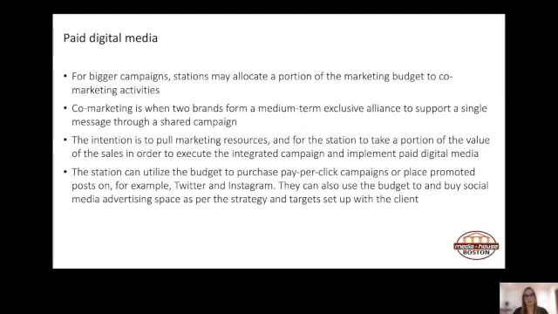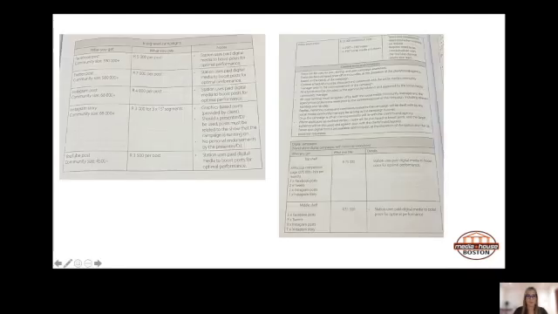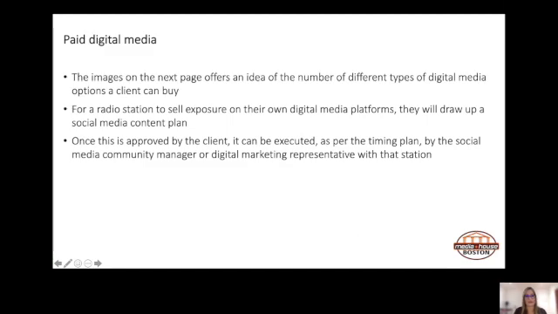The station can utilize the budget to purchase pay-per-click campaigns, place promoted posts on, for example, Twitter and Instagram, and purchase social media advertising space, such as on Facebook, as per strategy and targets set up with the client. What we're going to look at now is a couple of different images, which offers an idea of the number of different types of digital media options that a client can buy.